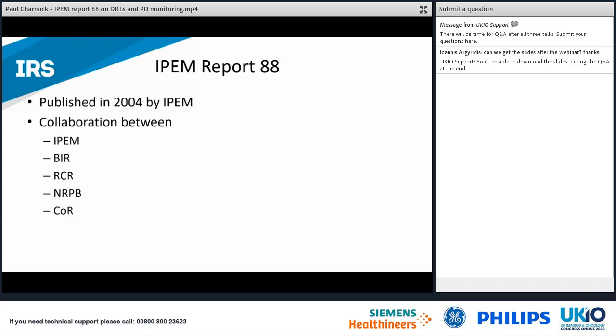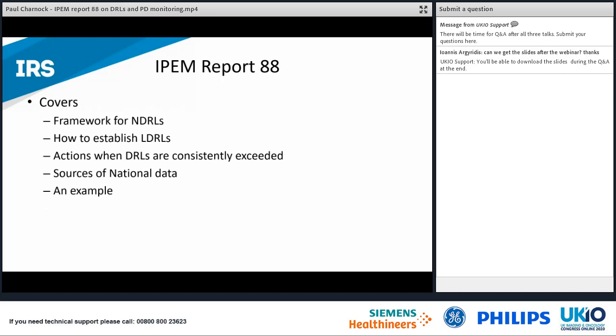So the current IPEM Report 88 was published back in 2004 by IPEM, but it involved collaboration between other professional bodies. So you have IPEM, you have the British Institute of Radiology, the Royal College of Radiologists, the National Radiological Protection Board, who are now Public Health England, and the College of Radiographers.